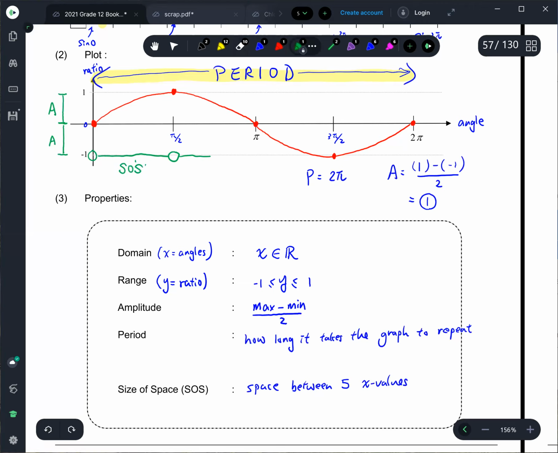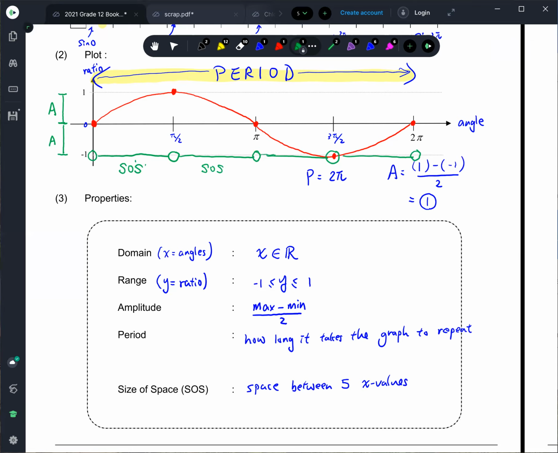And from here to here, right? In between each of the x values. Same thing with this one, same thing with this one, okay? So it cuts the whole period into 4 equal parts, right? You look at the green line, you have 4 equal green lines. The space in between them is always the same, right?